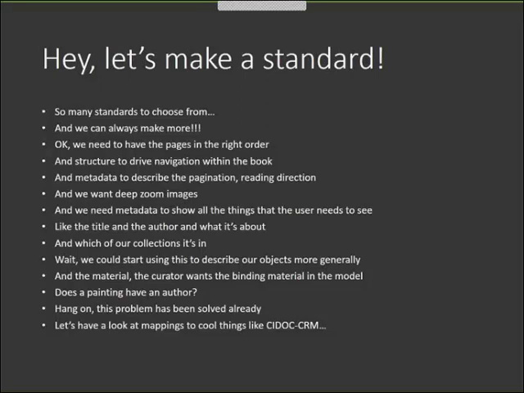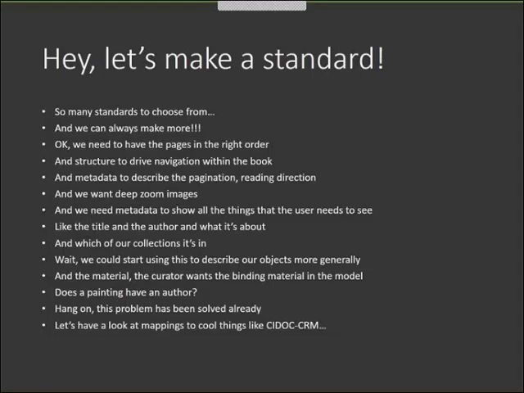And then we start getting into, oh, this is getting more into the information we have already in our catalogs. We could start to use this information to describe our objects in more general terms. So one institution might decide that it's really important to put the binding material of a book into the description of a book that goes out as a digitized object into the world. But then we start running into problems because the metadata that we need starts ballooning into all sorts of complex domains.